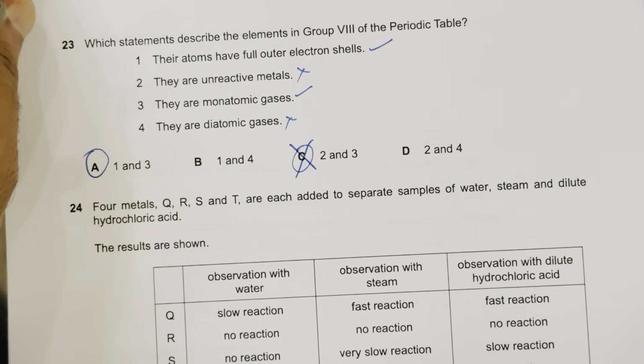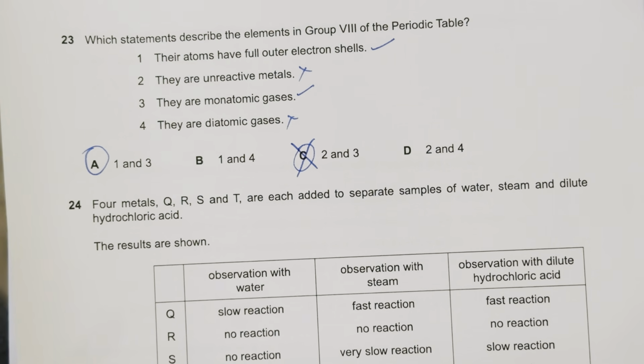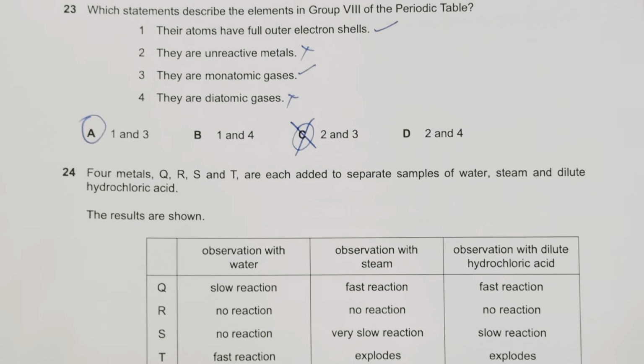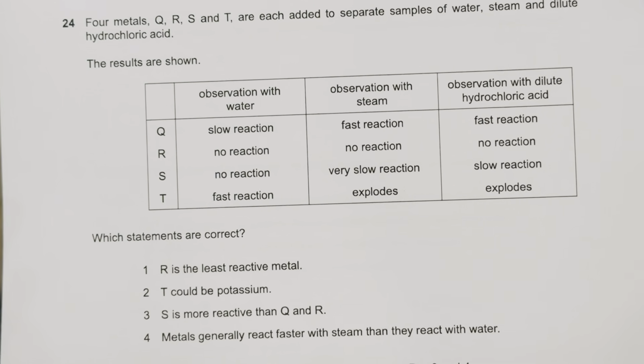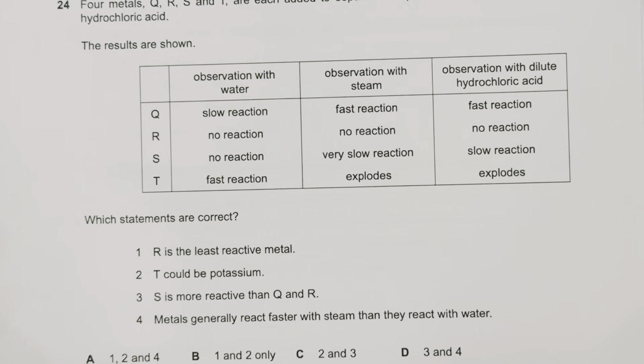Moving to question number 24. Four metals Q, R, S and T are each added to separate samples of water, steam and dilute hydrochloric acid. The results are shown. Okay, which statements are correct?